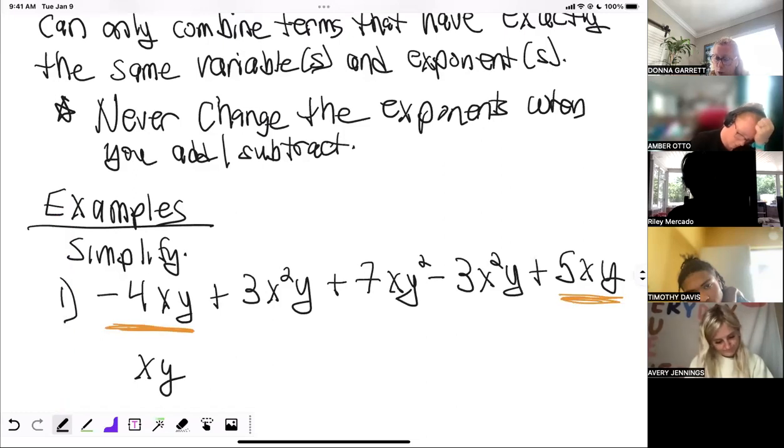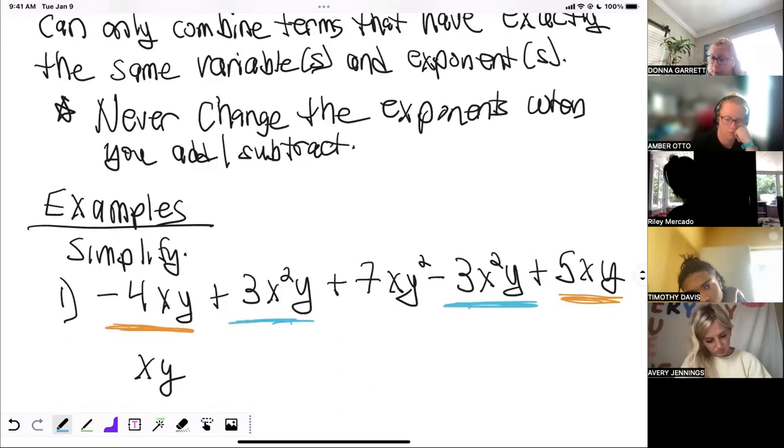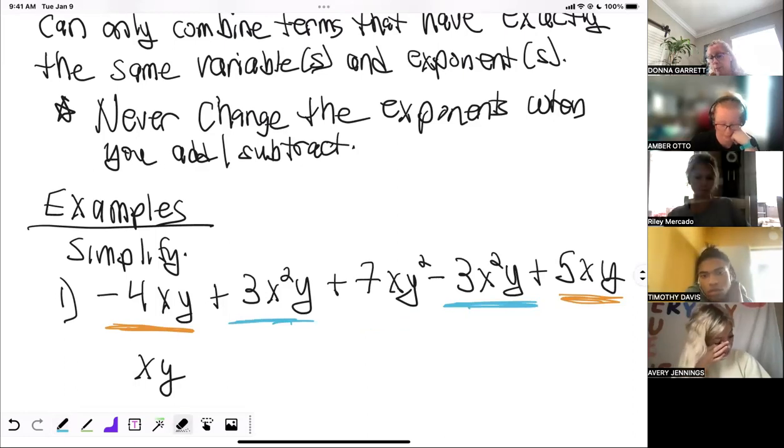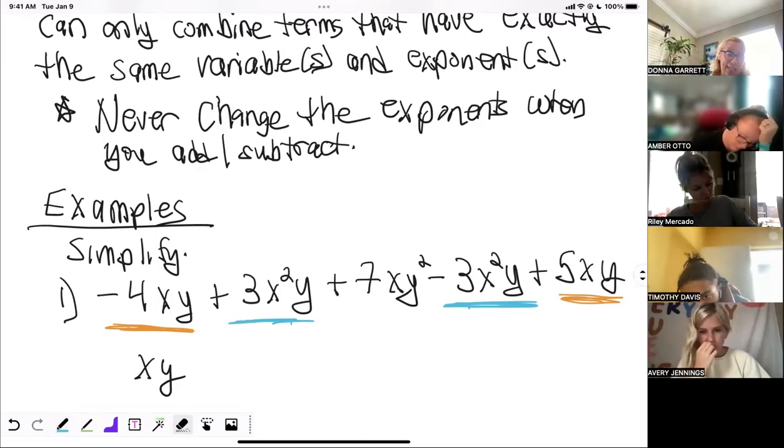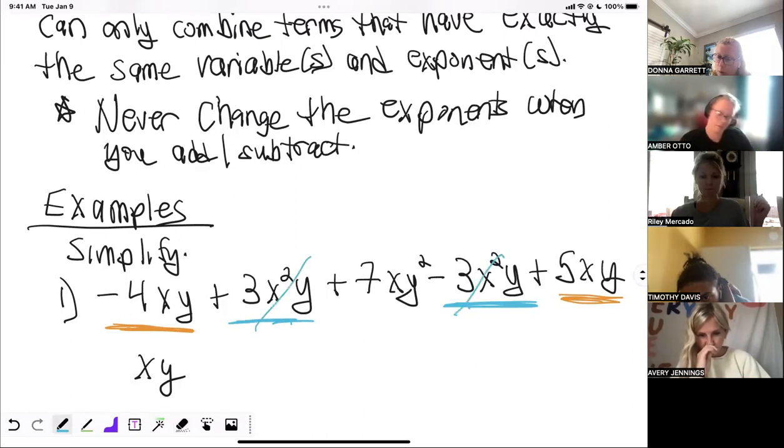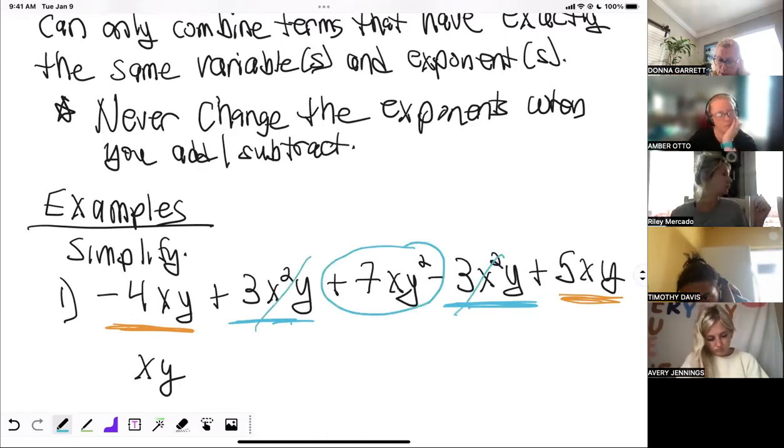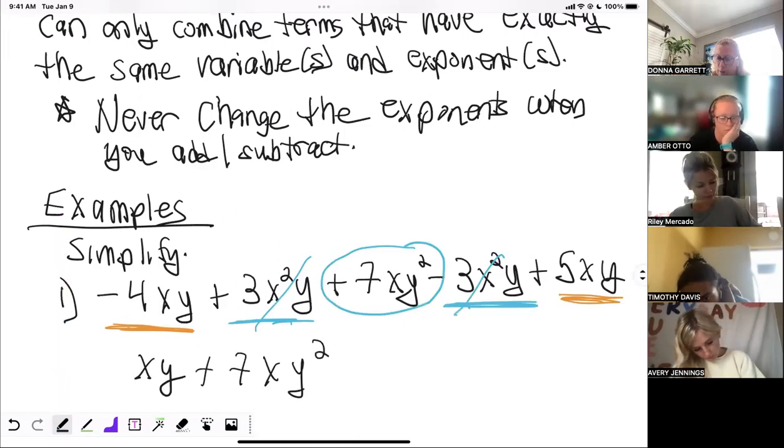And then we're going to look at, let me see my next color. We're going to look at x squared y and x squared y. I can put them together. I can't put this together because this has xy squared. They're not identical. But look at this, 3x squared y minus 3x squared y. Well, they actually cancel out. So we don't even need them. They're going to go away. And the only thing left is this, plus 7xy squared.